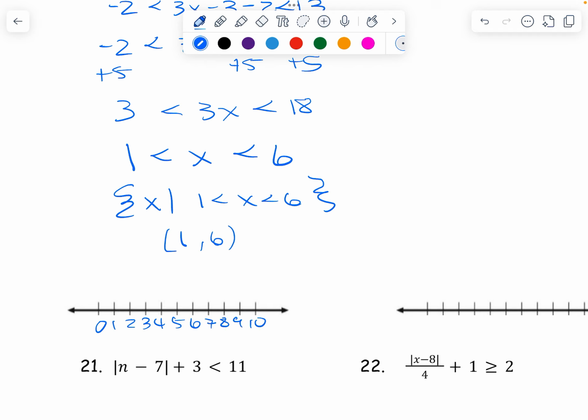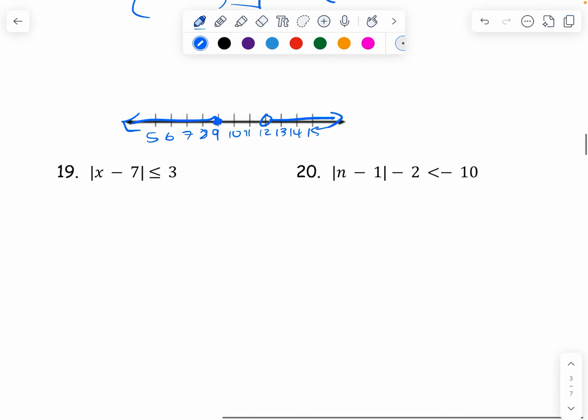Can I just say that when you get in the higher grades, they actually put the parentheses like that? But I know we're not in the older grades. So open dot, open dot. There we go. This one, absolute value, less than.